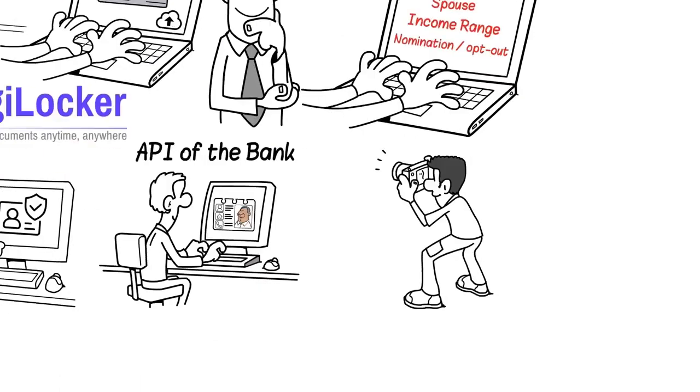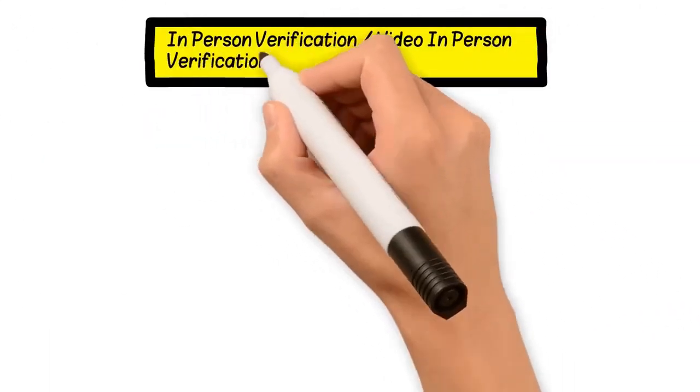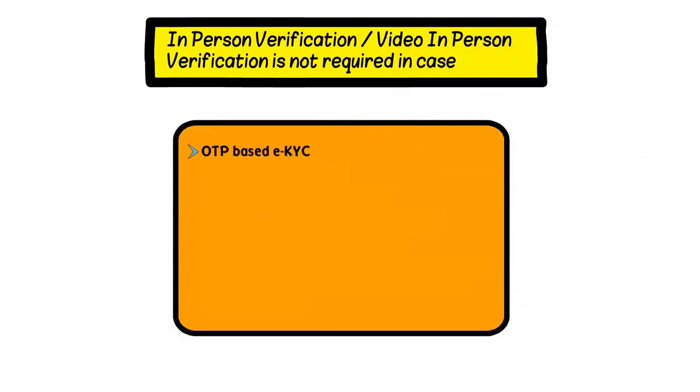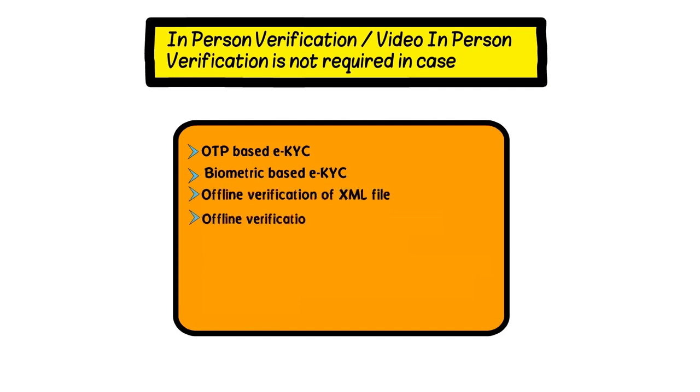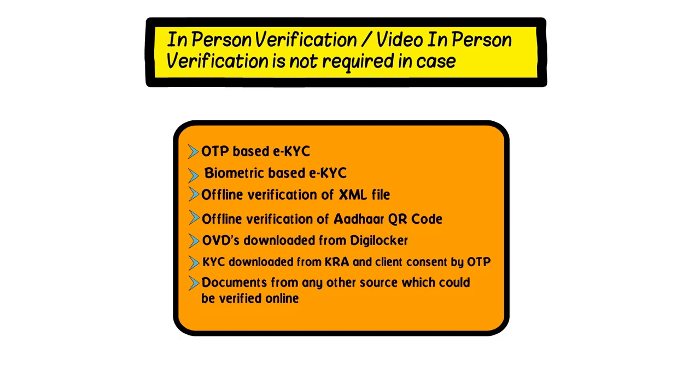Take a live photograph. In-person verification or video in-person verification is not required in case of OTP-based eKYC, biometric-based eKYC, offline verification of XML file, offline verification of Aadhaar QR code, OVDs downloaded from DigiLocker, KYC downloaded from KRA and client consent by OTP, documents from any other source which could be verified online.